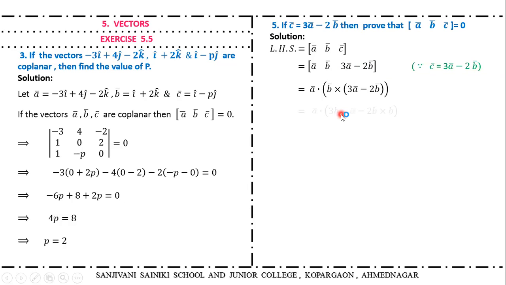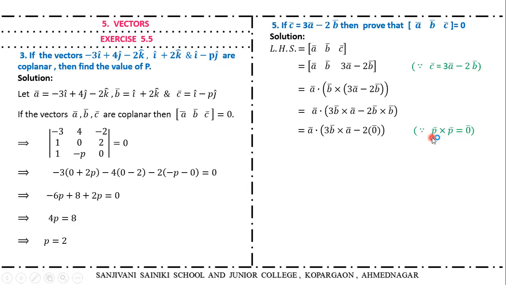Now after simplifying it, b̅ × 3a̅ − b̅ × 2b̅. But we can take the constants outside. So I am writing a̅ · (3 b̅ × a̅ − 2 b̅ × b̅). But we know that the cross product of a vector with itself is 0. It is also a property of the cross product.